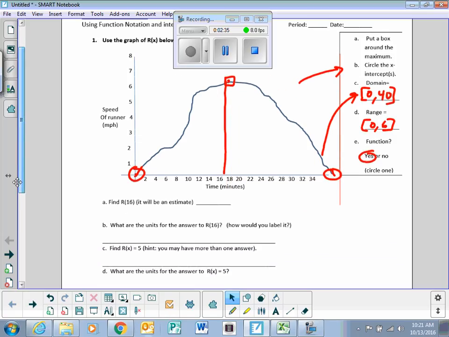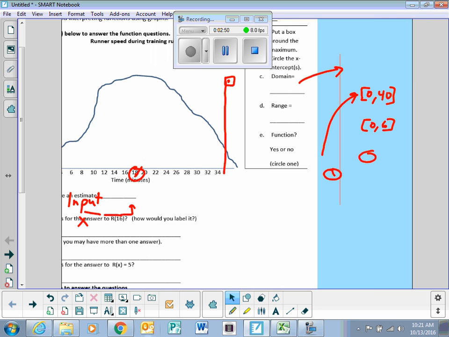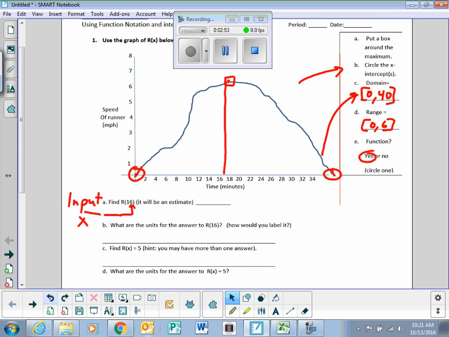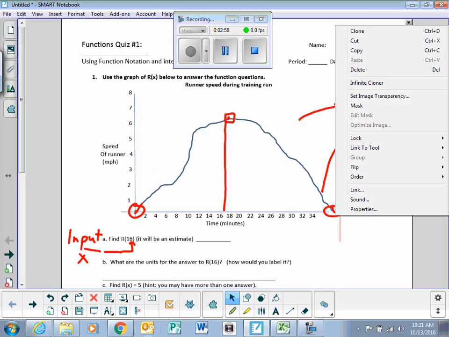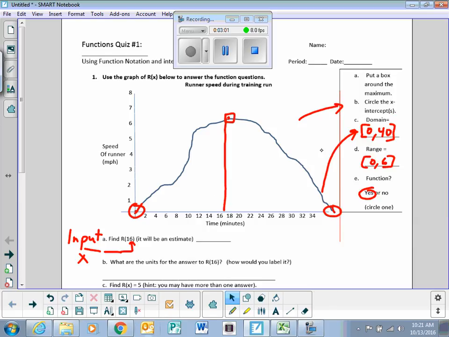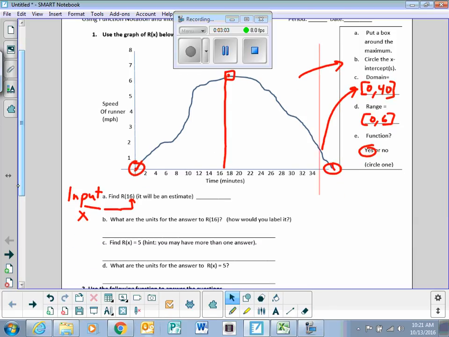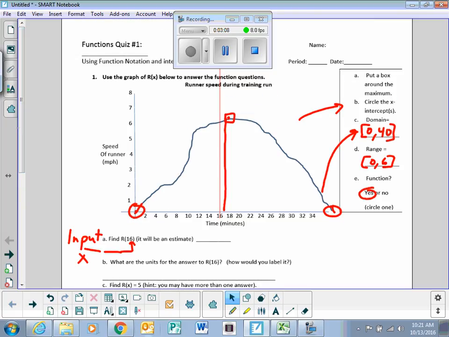Now, this is one thing that we really have been spending a lot of time on, and you hopefully are getting this. That's your input. That's your x. So find, when my input is 16, what my output is. So I go over here to 16, and let me just freeze this in place. At 16, what is my output? Well, it looks like my output is, looking over here, somewhere around 6.